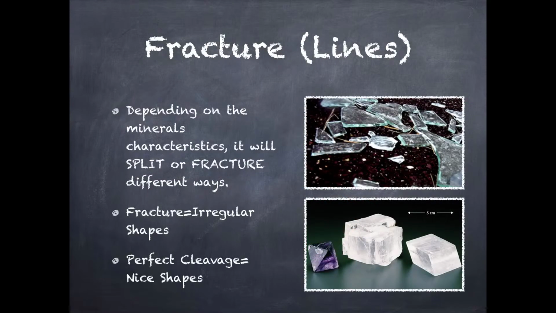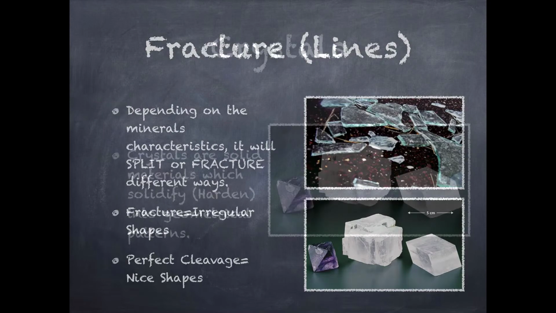Okay, fracture lines. Depending on the mineral's characteristics, it will split or fracture in different ways. Remember, fracture sometimes can be irregular shapes. Perfect cleavage is going to be nice shapes. So that's going to be the difference between looking like shattered glass or always breaking up into different pieces that look like cubes or different angled pieces, as we learned with some of the crystal activities towards the end of the unit.